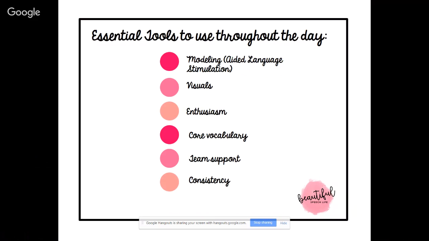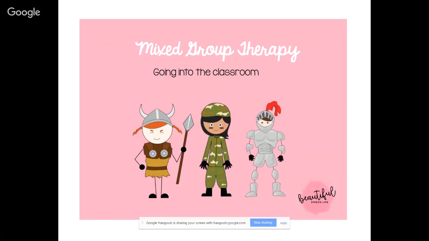So here are your essential tools that we're going to talk about, and these are the things that you are going to need to use during the day and get your people on board to use too. The modeling is huge. Using visuals, also huge. Being enthusiastic and getting the kids involved and excited, huge. Core vocabulary, I already talked about. Getting team support is essential. And being consistent with your delivery is really important too.